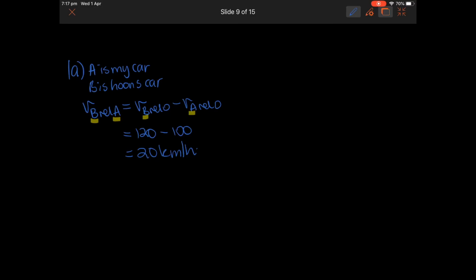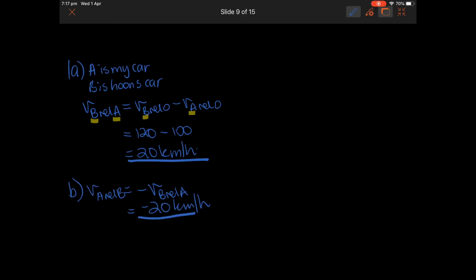The next thing I want to work out is the velocity that the Hoon sees me traveling at. So VA relative to B. And guys, I'm just going to make the statement here: that's the negative of V, B relative to A. So that's going to give us negative 20 kilometers per hour. So I see the Hoon traveling at positive 20 kilometers per hour because they are traveling faster than me. The Hoon sees us as traveling at negative 20 kilometers per hour. That's the same as if someone is sitting down by themselves and a runner is running past them. That person is going to be off in the distance. It's the same thing.